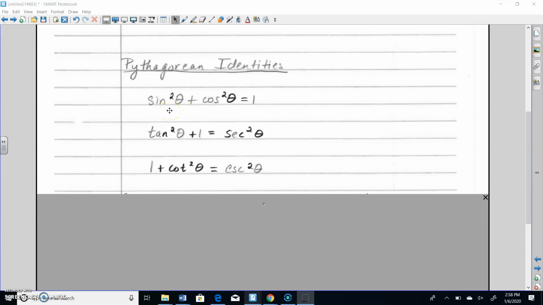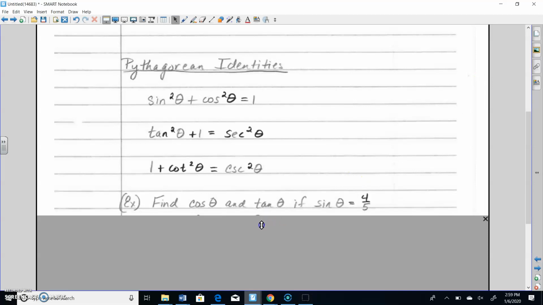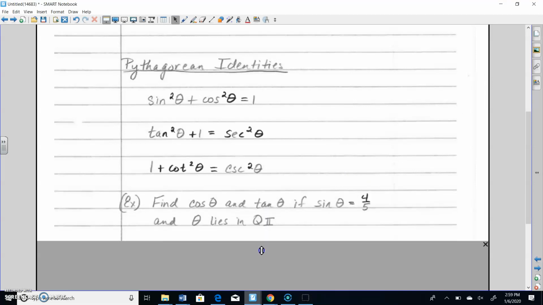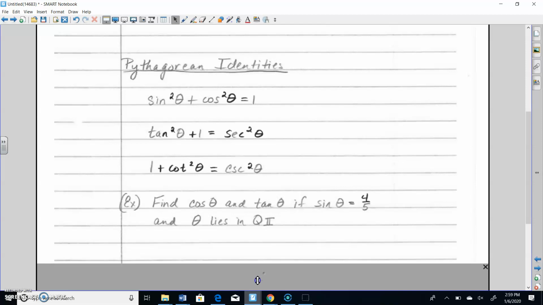So if we have the sine of theta, we could use this Pythagorean identity and find the cosine. If we knew the tangent, we could find the secant. If we knew the cosecant, we could find the cotangent. So these allow us to find different values, different from what the reciprocal identities and the quotient identities will allow us to do. So let's do a couple of problems where we're going to use the Pythagorean identities. Here's the first one.